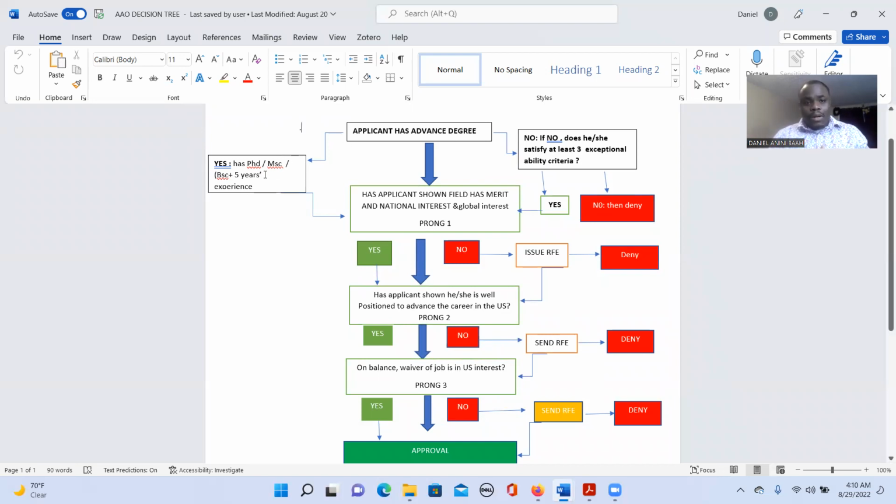Now, if you look at this one, either you, the applicant, have an advanced degree. In this case, let's say you have a master's, a PhD, or a bachelor's plus 5 years of experience. Then when you are filing, your first thing to declare is that you are an advanced degree professional, or if you have a bachelor's plus 5 years of experience, you will say that you are an advanced degree equivalent professional. The US considers 5 years of experience in combination with a bachelor's degree as equivalent to a master's degree, an advanced degree for the purpose of this green card.